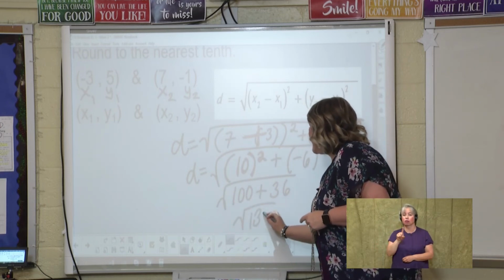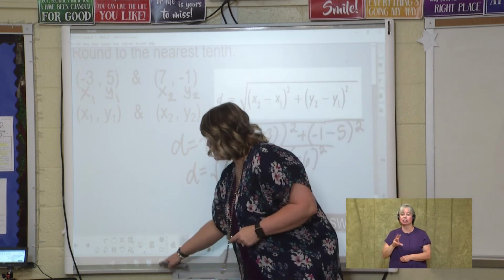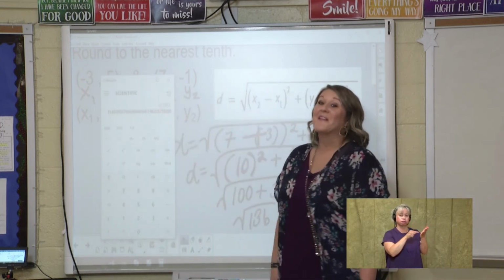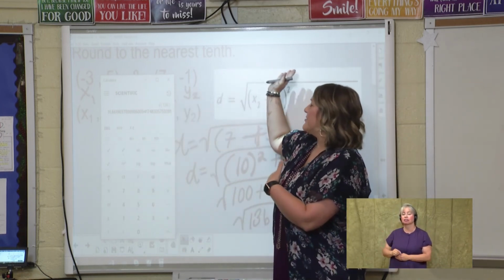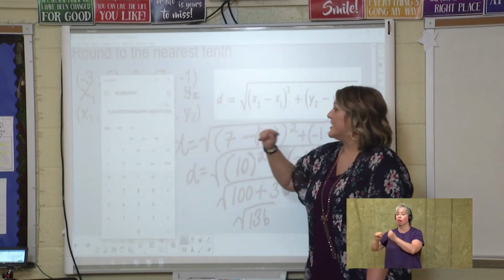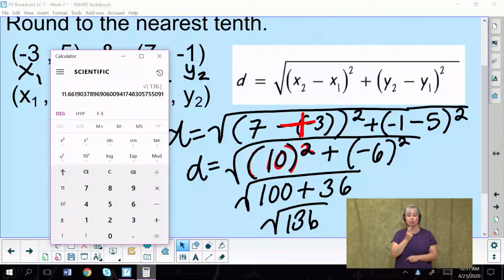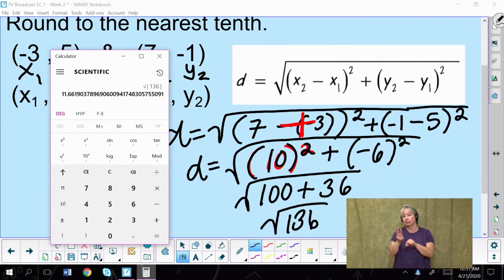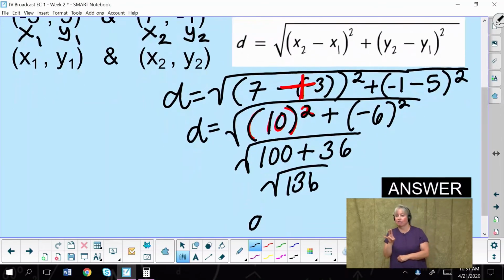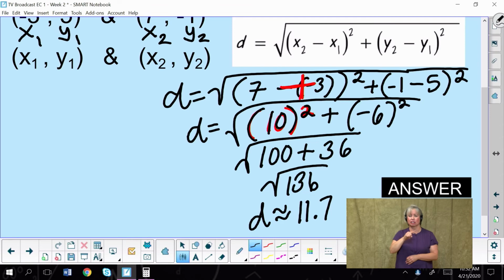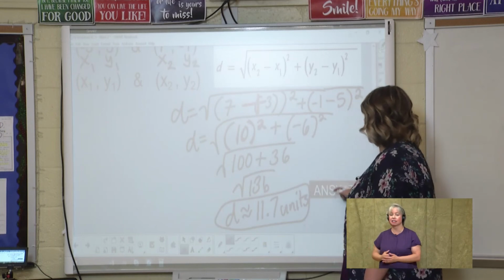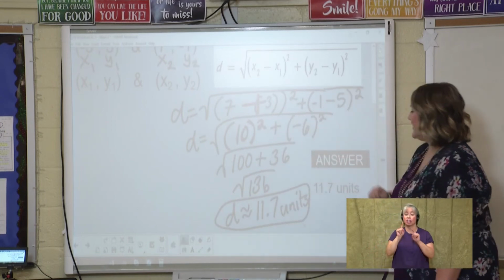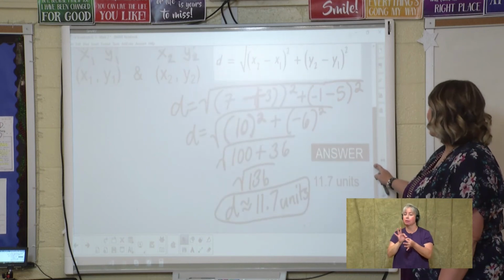136, and we're going to take our square root of that. Our square root of 136, look, it's still on there, 11.66, and a whole bunch of numbers. But it says round to the nearest tenth. So I'm going to look at my hundredth, and to my nearest tenth is going to be 11.7. So the distance is approximately, we do those little squigglies when we have that, 11.7 units. And just to check it, to be sure, yes, 11.7 units. Good job. Okay?